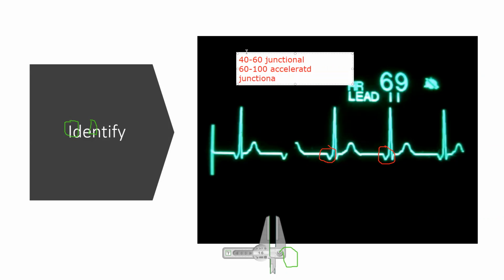And as you could see, what is the rate over here? We have a rate of 69, and therefore we would call this an accelerated junctional rhythm. If the rate were over 100, then we would call this a junctional tachycardia. Okay, so this is an accelerated junctional rhythm.